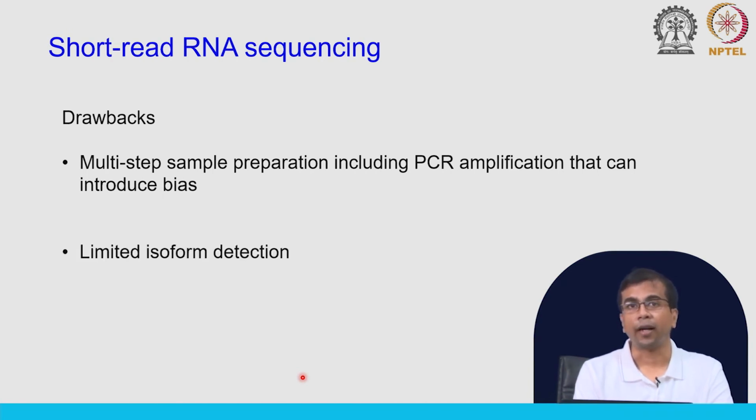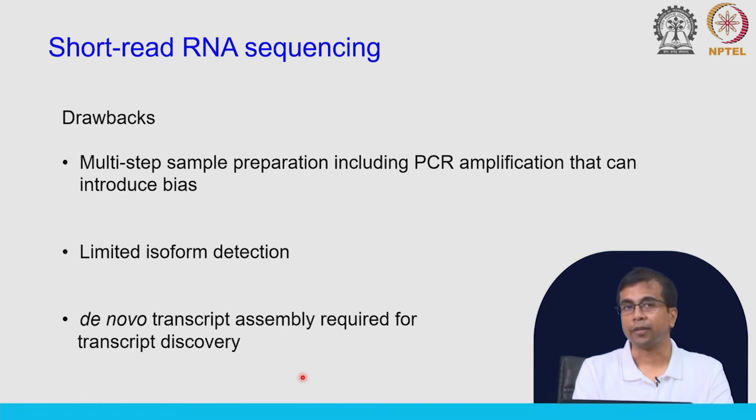Then you also have limited isoform detection. So, you can imagine, if you have a long gene with multiple exons and you are working with short read data, even with paired end data you will not be able to identify all the isoforms if they are present. For example, in case you have, let us say, alternative initiation sites, alternative splice sites, they may not be detected in the short read data. And in case you want to discover these isoforms, you may have to do this transcript assembly for this transcript discovery. Again, any assembly process becomes computationally more challenging.